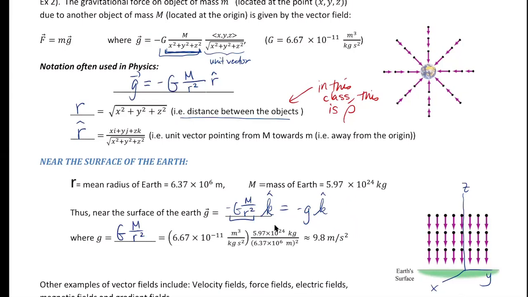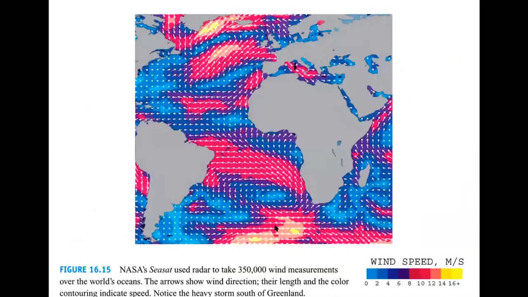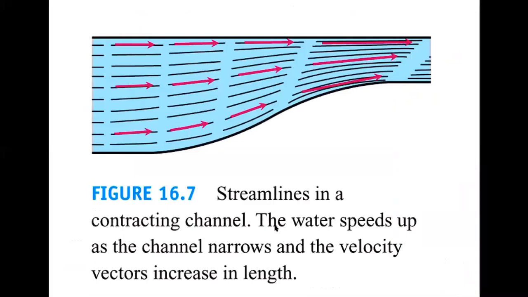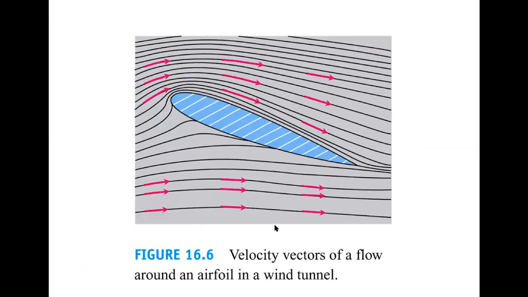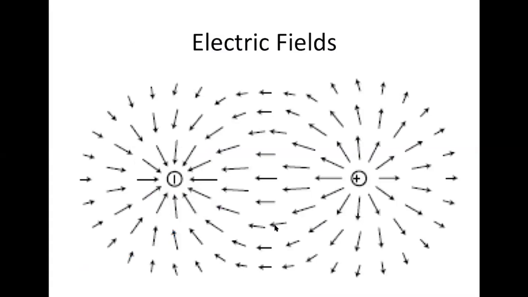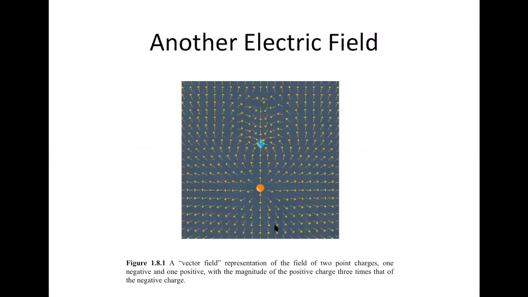Okay, before we move on, because we're going to do some applications now, I want to just connect this to a couple of other vector fields you may have seen. So we've talked about gravity. Let's also talk about how we can use vector fields to describe velocity fields. For example, wind, we can use it to describe the velocity of water. We can use it to describe the velocity of wind flow around an airfoil. We talked about gravitation, we can use it to describe electric fields, as well as magnetic fields.